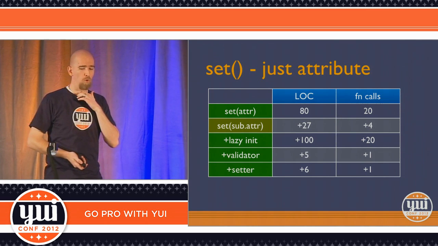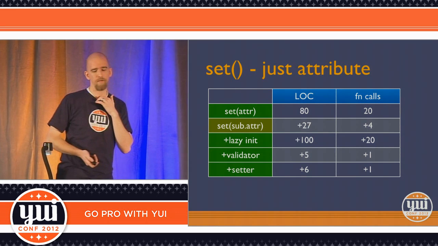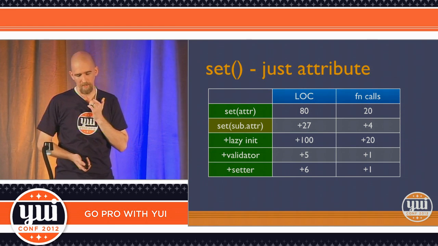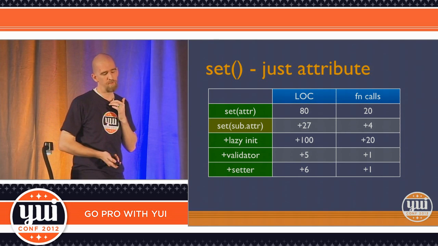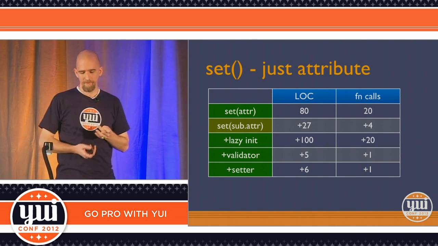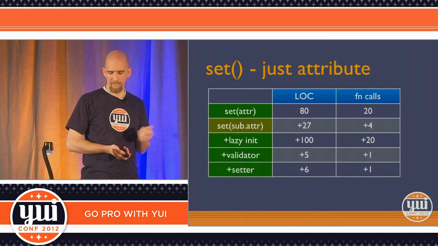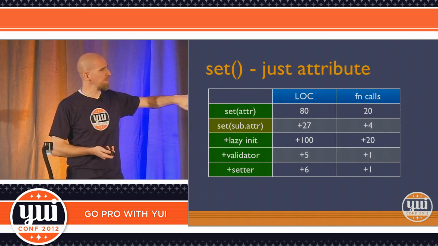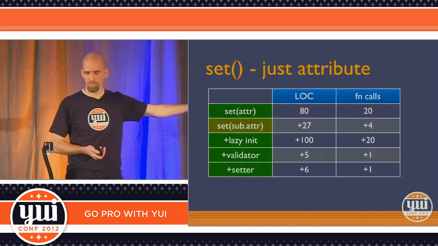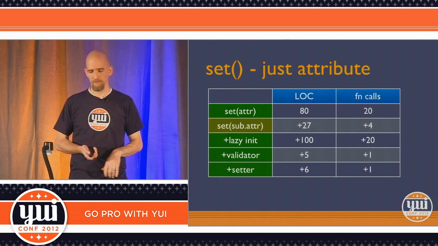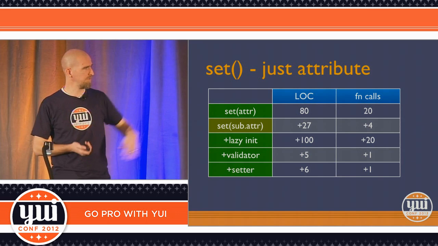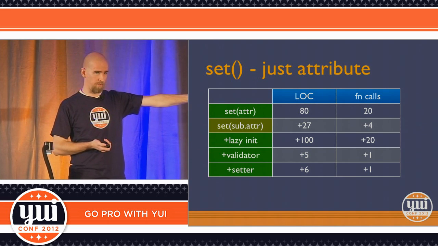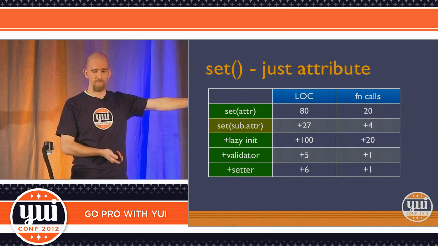So set does more, and my calculation puts it at about 80 lines of code and about 20 function calls for just a simple set. And there's, again, that one-time lazy initialization cost. But again, the points about validator and setter being really cheap, same thing holds true here. This one has more of a cost for setting sub-attributes as well. But this is just the attribute side of things. So this is just the attribute core. It's not talking about the events.